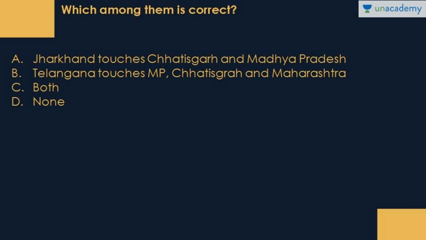So first question is related to maps. Which among them is correct? A. Jharkhand touches Chhattisgarh and Madhya Pradesh. B. Telangana touches Madhya Pradesh, Chhattisgarh and Maharashtra. C. Both of them are correct, or D. None of them is correct.